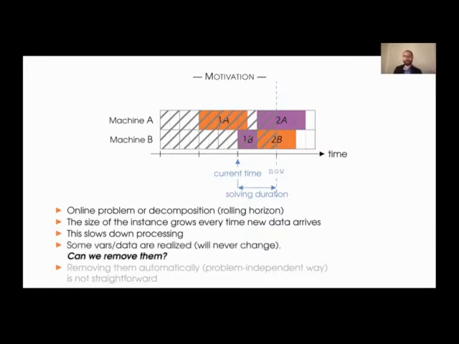Some variables and data are realized, meaning that they will never change. Look at task 1A there. Now look at task 1B, right? Those are completely in that gray zone, which means that they can't change. They are in the past. The past can't change, of course. The past has already happened. So there's no uncertainty there, right?